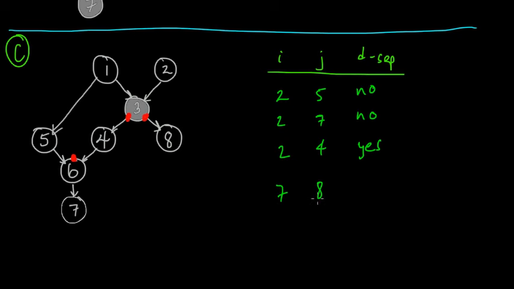And let's do 7 and 8. This one might be interesting. We have 7 and 8. We can't go 7, 6, 4, 3, 8 because we're blocked at both of these tails here. And can we go around? 7, 6, 5, 1, 3, 8. We can't get back down to 8 because this is blocked. You could just immediately see that since there's a stop sign at 8, everything would be d-separated from 8. So that is also d-separated.